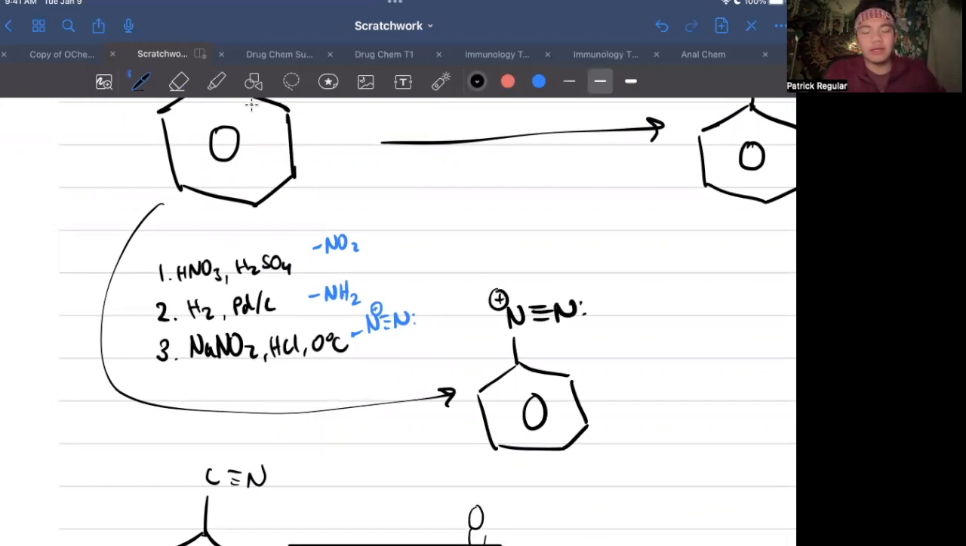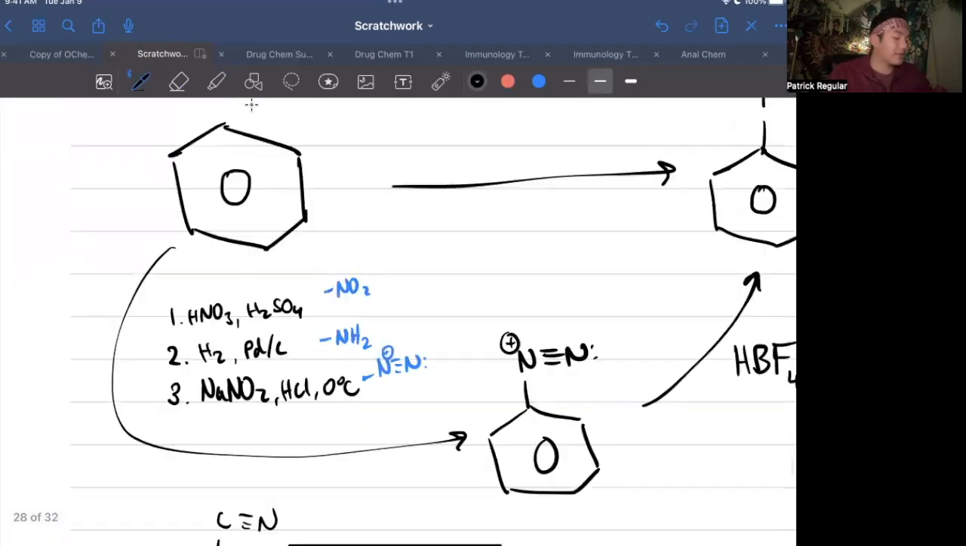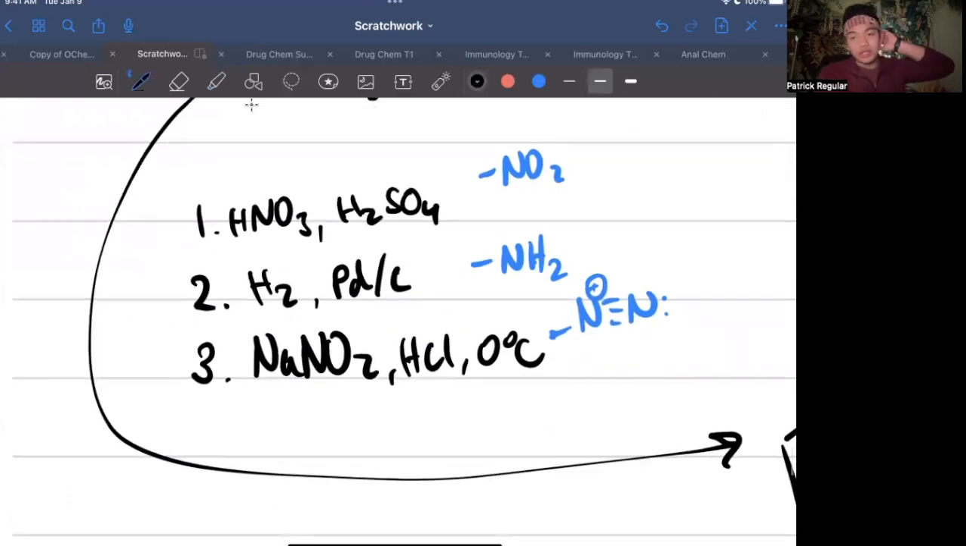All right, why is that relevant? Well, as you know, you can do a lot of things with diazonium salts. So from right here, all you have to do is add HBF4, and you can replace it with a fluorine. I have a fluorobenzene. But these reactions are usually coupled together.